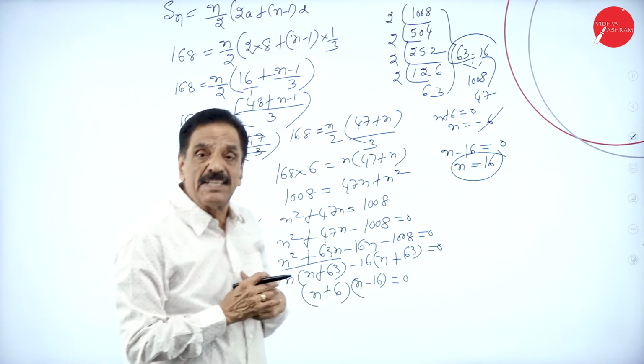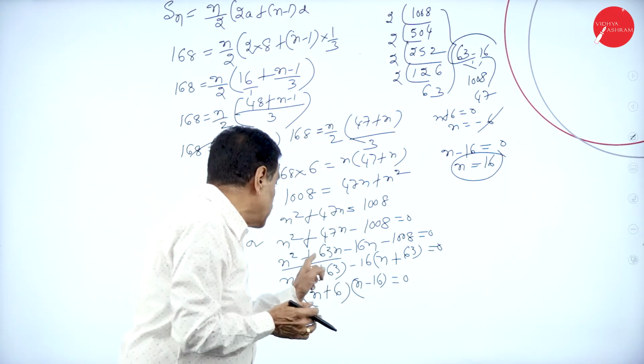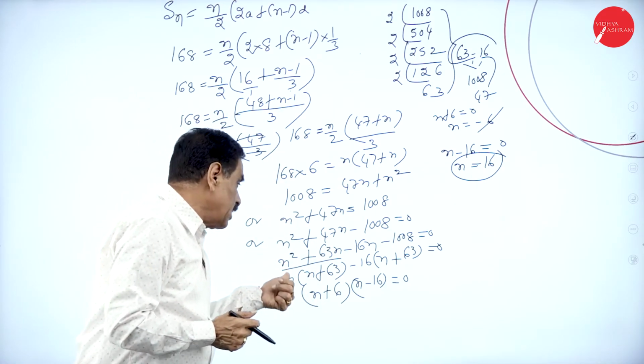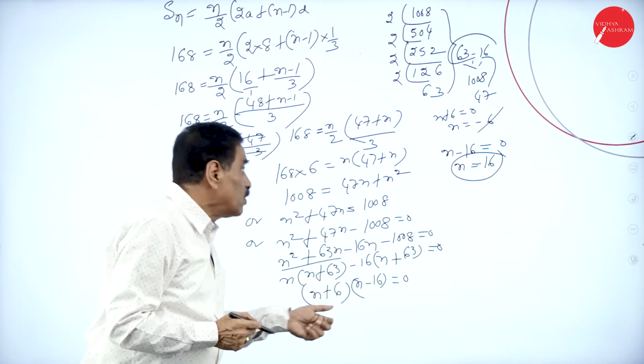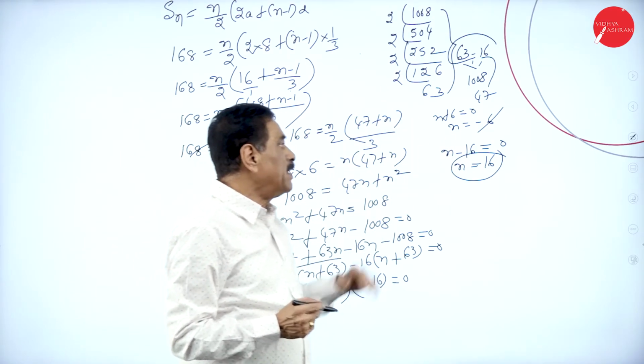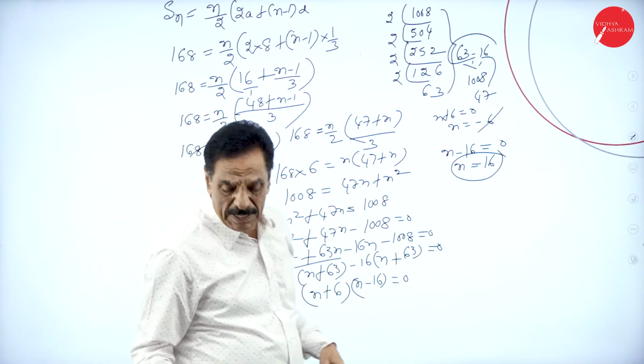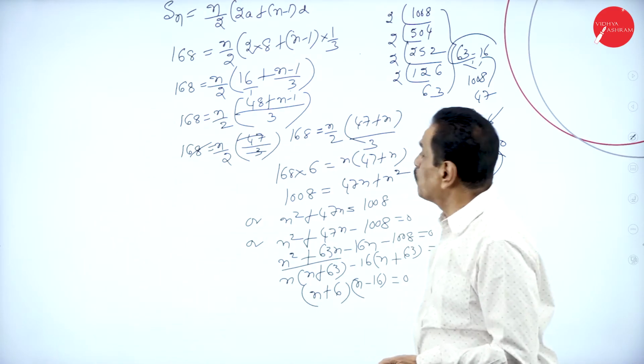16 into 63 I did. So 63 minus 16, how much? 47. So take the common. Then what I did, I took the common n into 63. So negative leave it off. N minus 16 is 0. N is, how many boys are there? 16 boys are there. Hope you understand this.